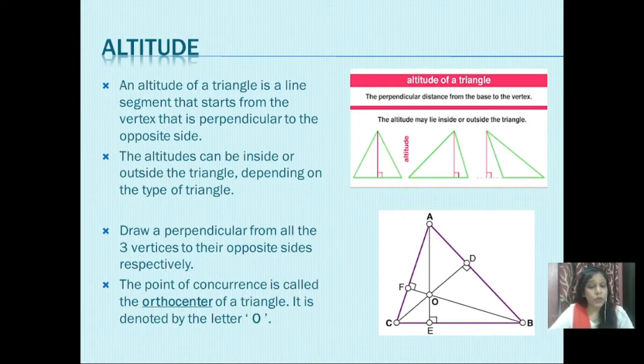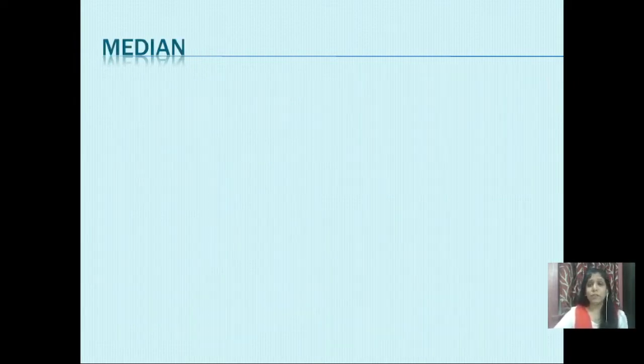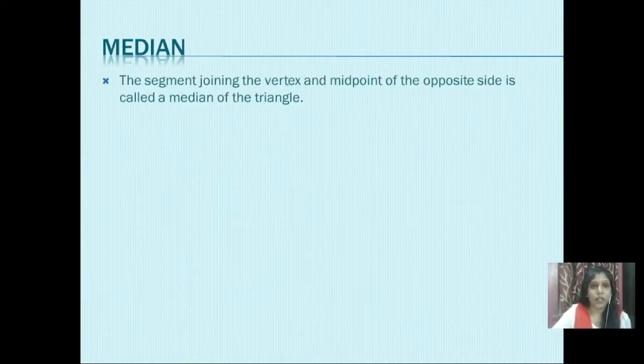So with this, we will move to our next topic, that is median. Now, what is a median? The segment joining the vertex and the midpoint of the opposite side is called the median of the triangle. So a segment joining the vertex and the midpoint of the opposite side.